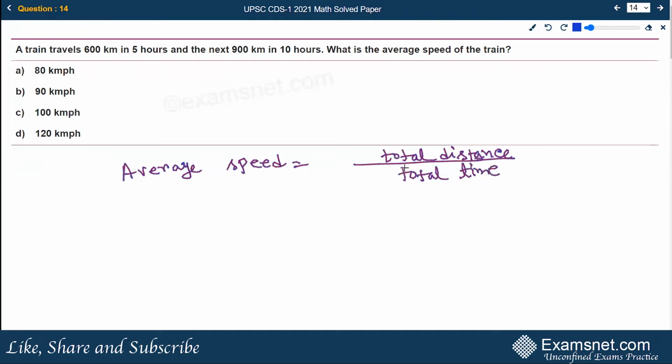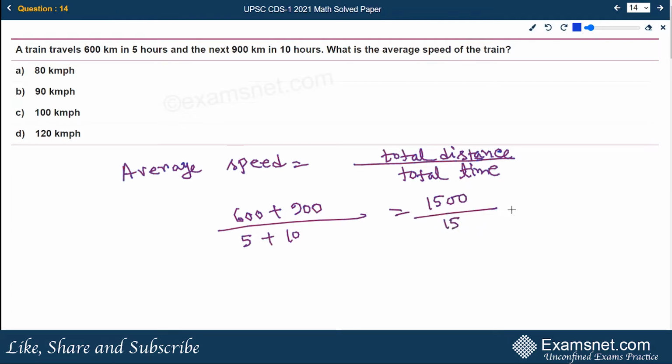So here total distance is 600 plus 900 and total time, first 5 hours and then 10 hours, 15 hours. So it's 1500 by 15. So that means 100 km per hour. So here option C is the correct answer. This is the average speed of the train, 100 km per hour.